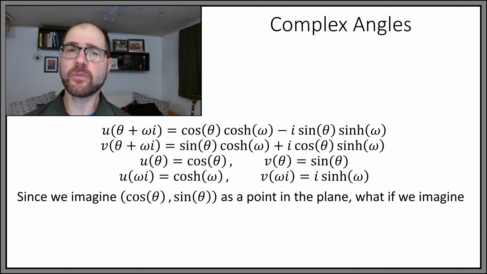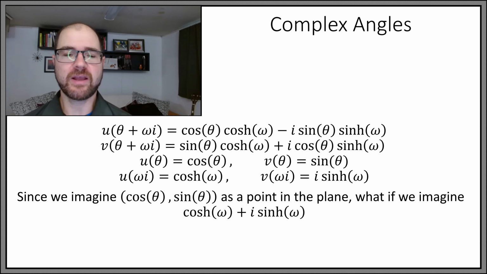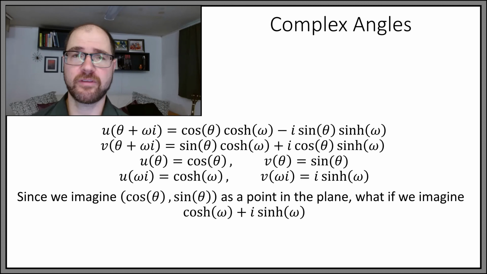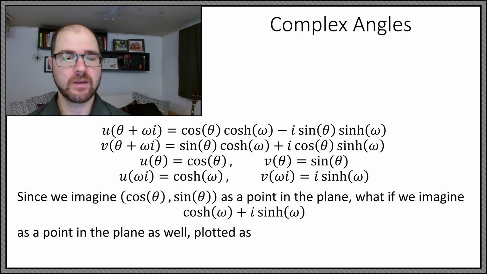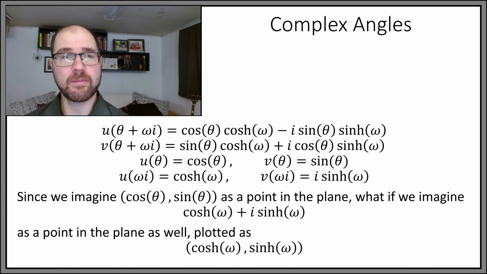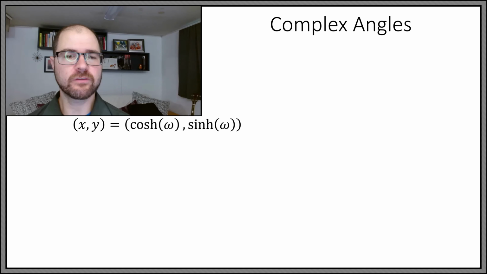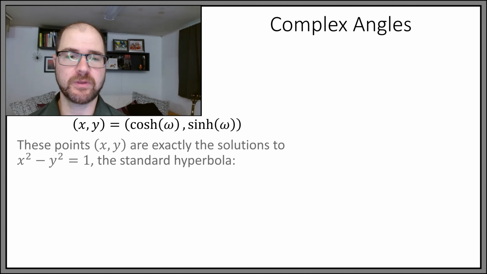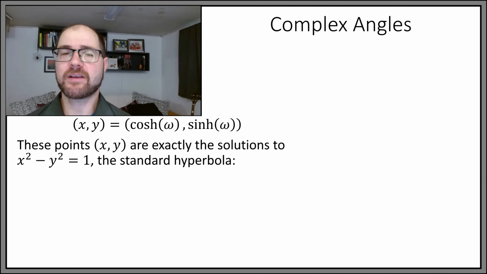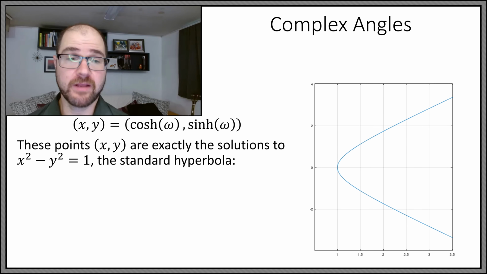And since we imagine cosine comma sine when we're working with real valued angles to be points in the plane, what if instead we looked at the hyperbolic cosine plus I times the hyperbolic sine? This also gives us a single point in the complex plane. So we're going to be plotting hyperbolic cosine, comma hyperbolic sine to get a point in the complex plane. These exactly solve x squared minus y squared equals 1, a standard hyperbola. Hence the term, by the way, hyperbolic cosine and sine.